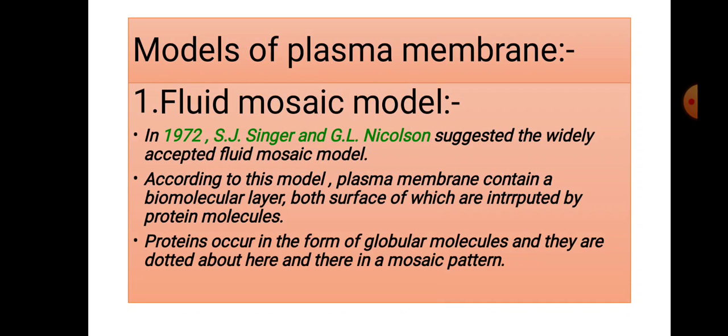Models of plasma membrane. First, fluid mosaic model. In 1972, S. J. Singer and G. L. Nicholson suggested the widely accepted fluid mosaic model. According to this model, the plasma membrane contains a bimolecular layer, both surfaces of which are interrupted by protein molecules. Proteins occur in the form of globular molecules and they are dotted about here and there in a mosaic pattern.